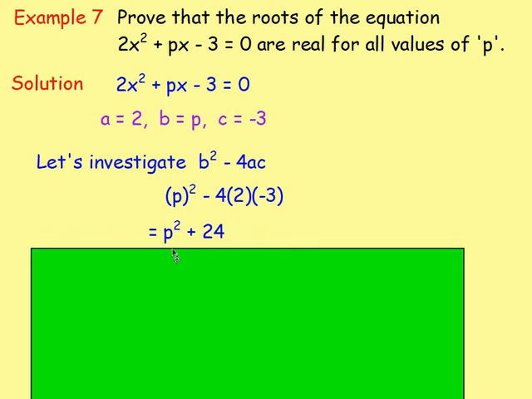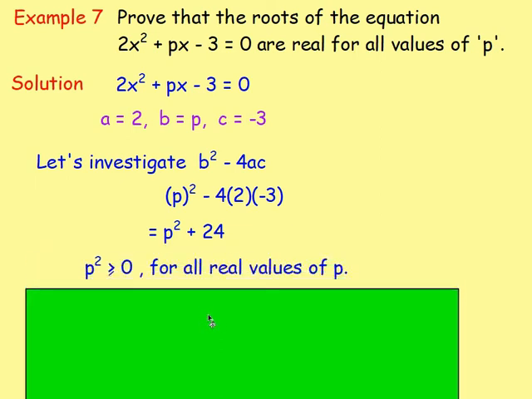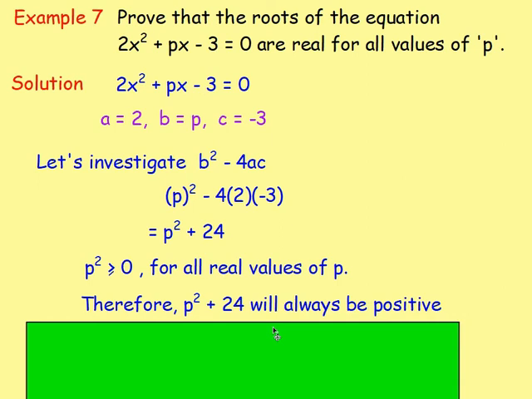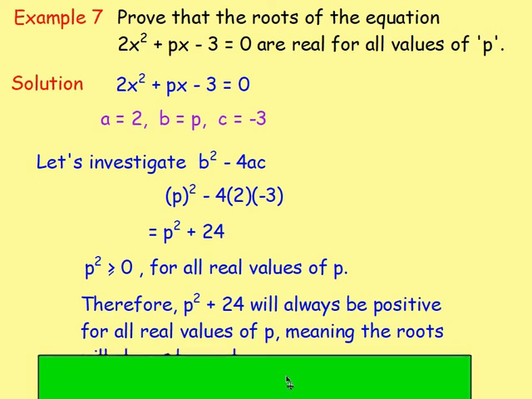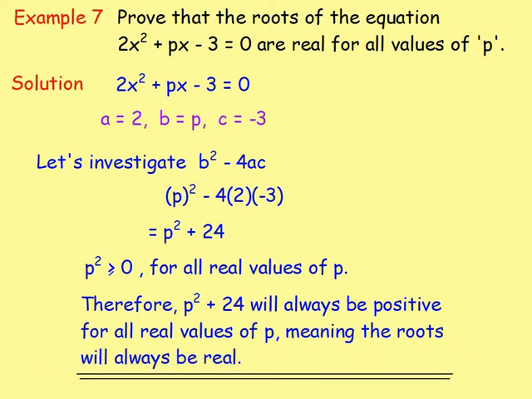Now if you think about that, if you've got p squared, the smallest value you could have when you square something is 0. Meaning then you'd have 0 plus 24. So no matter what value you put in for p, you're always going to get at least 24. So you know then, as it says here, p squared is bigger than or equal to 0 for all real values of p. So p squared plus 24 will always be positive for all real values of p, meaning the roots will always be real. And the roots will always be real because no matter what value you put in for p, the discriminant b squared minus 4ac will always be bigger than or equal to 24.